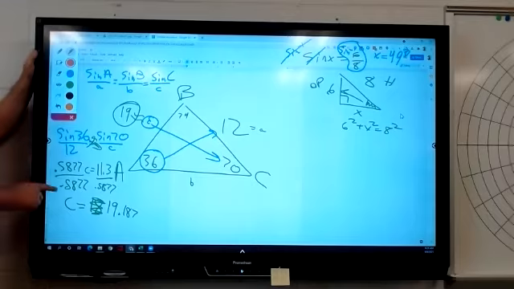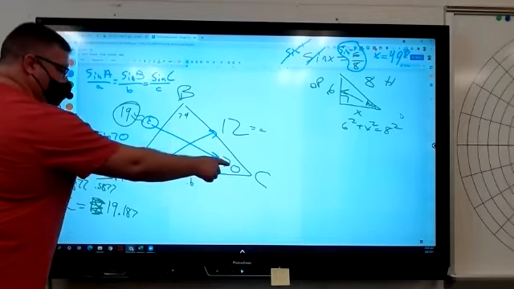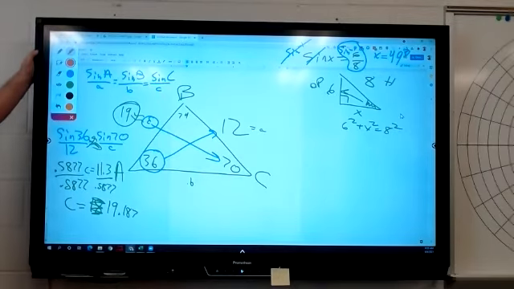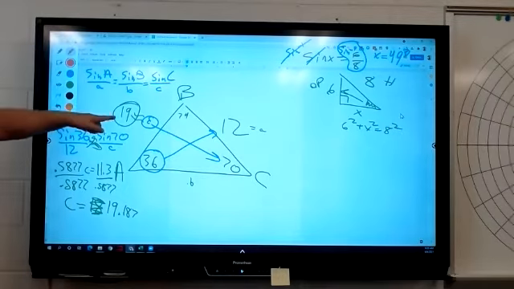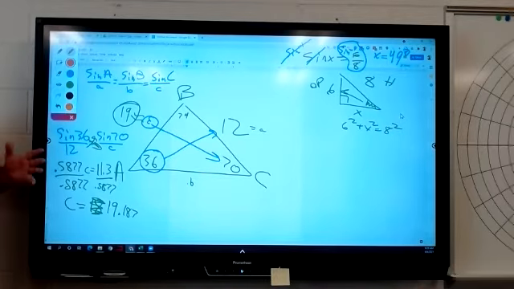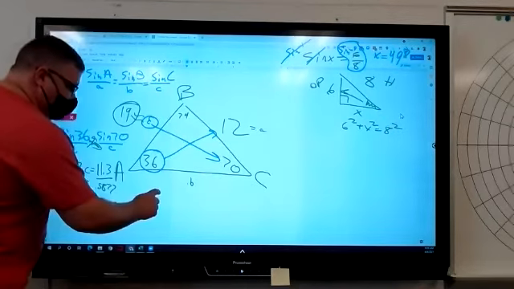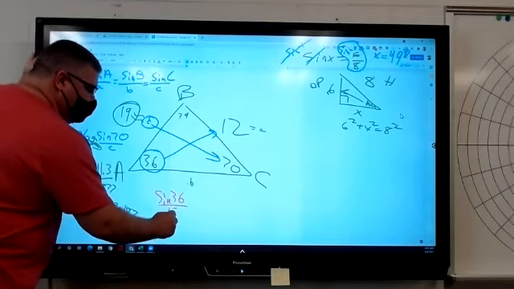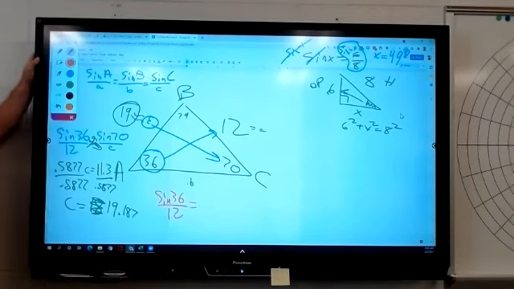Great. What's the setup to find side B? I totally could say sine of 70 over 19. Now, here's my only challenge with that. Did I round that number? So which pair should I maybe want to start with? How about we go sine of 36, because that was given to me, and 12. Do you agree with me there?